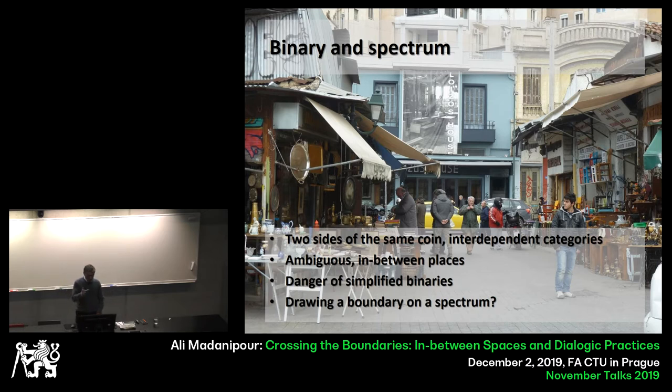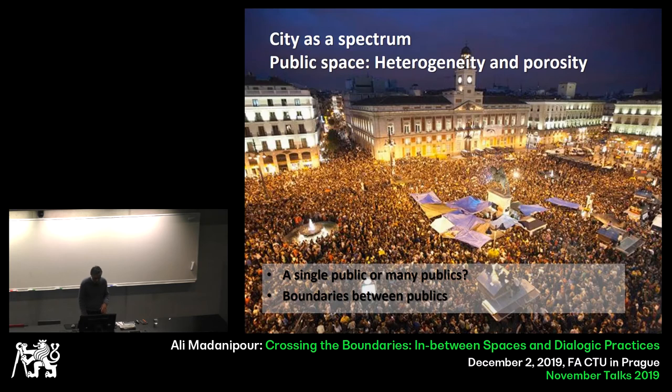So what we have then are situations where a boundary is the end of one thing and the start of another, at the same time as that boundary is the meeting place of these two, a place of interaction as well as separation. So you can always see a spectrum where some people tend to see a clear-cut line. So the city is a spectrum, really.